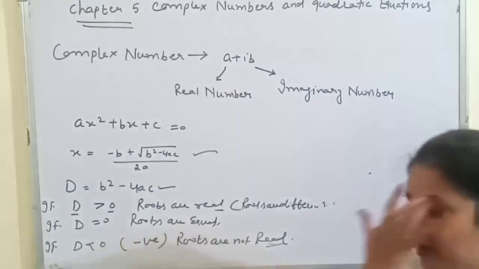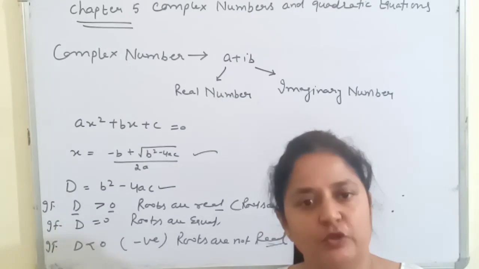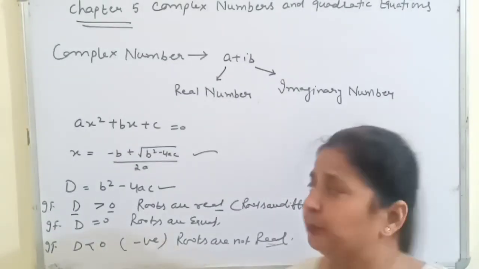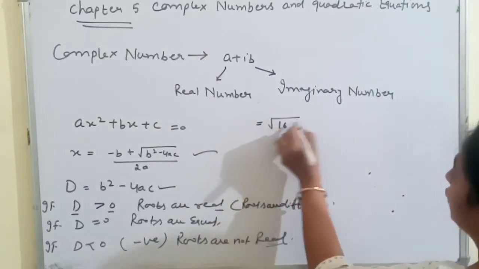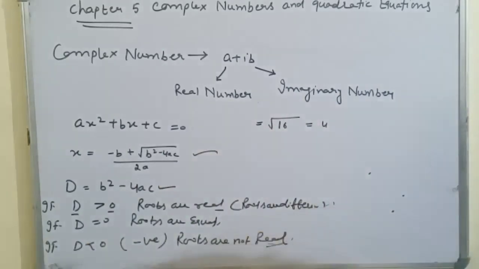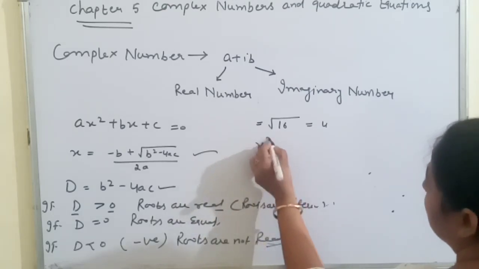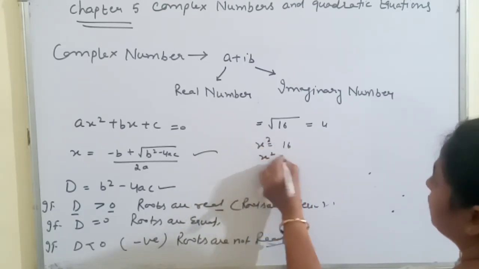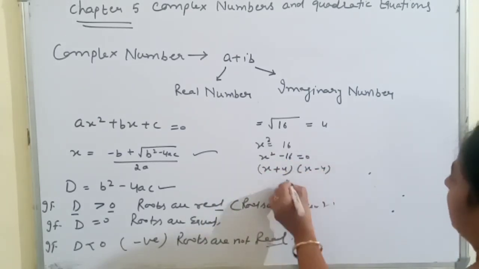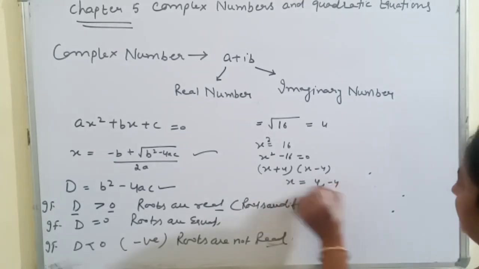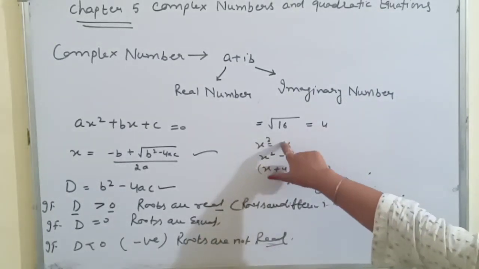In class 10 we learned to find the square root of only non-negative integers. What is the square root of 16? It is 4. In other words, if I have x square equal to 16, then what is the solution? x square minus 16 equal to 0. Here you can write x plus 4 and x minus 4. So the solutions for x are 4 and minus 4. These are the two solutions for a non-negative integer.